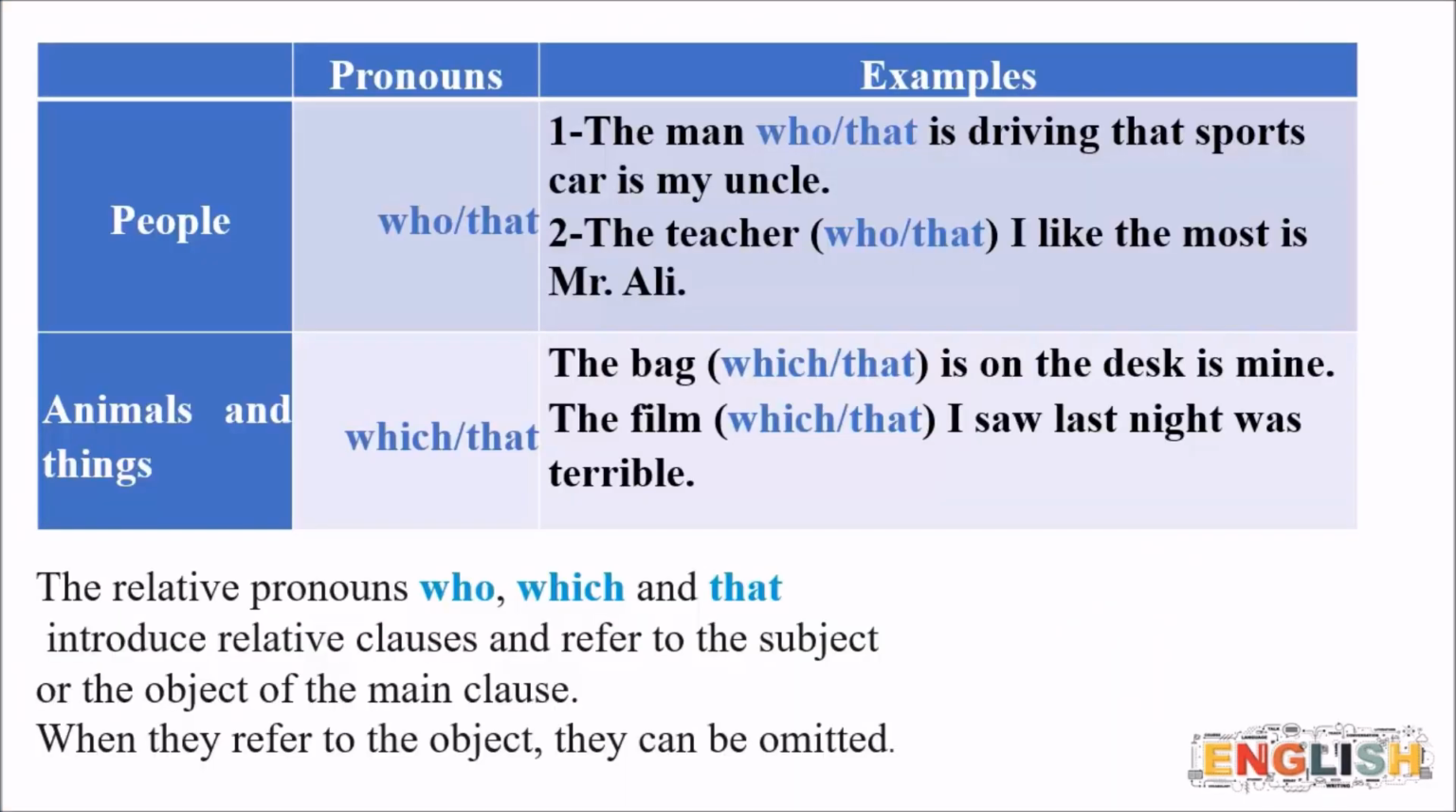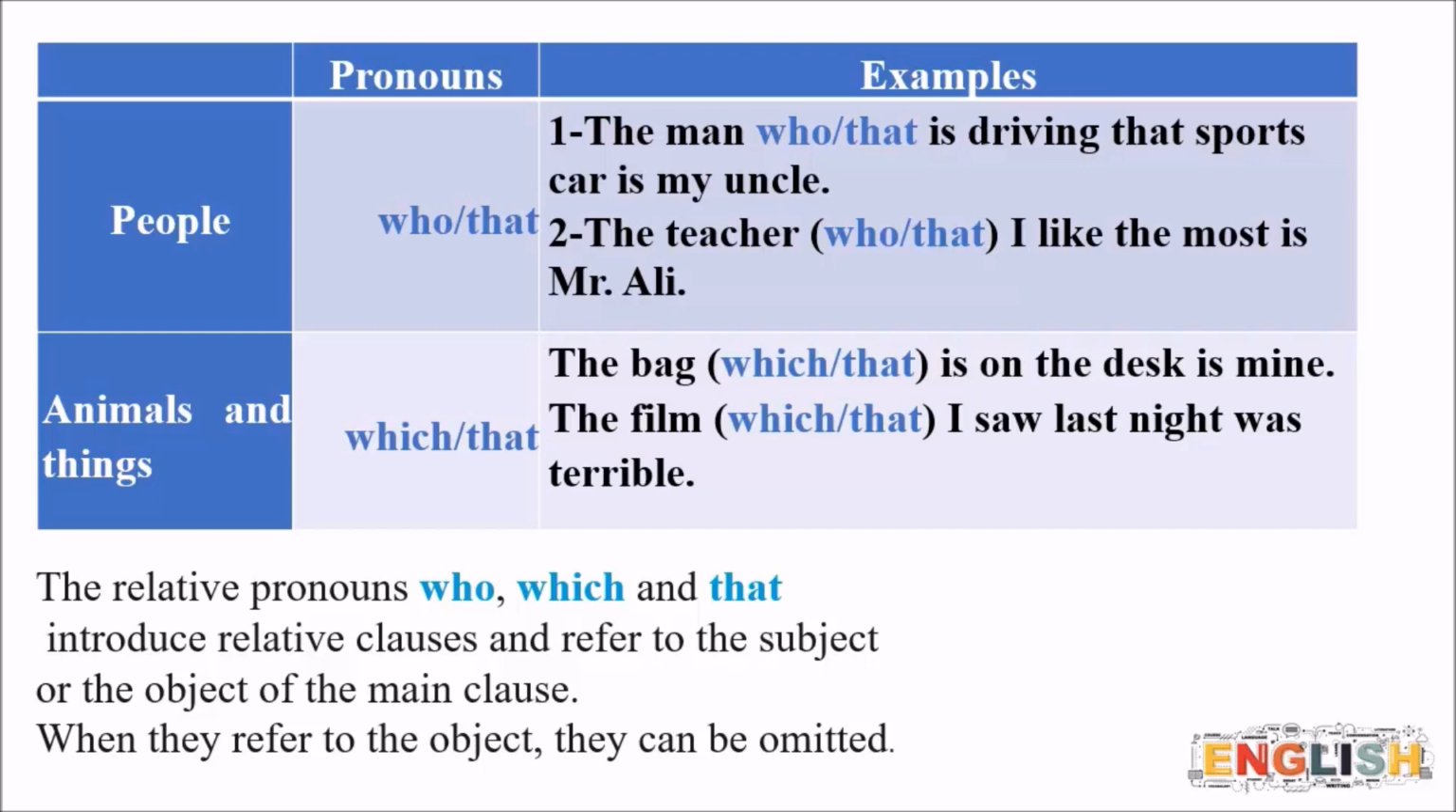Excellent. So here, as you can see, we use who or that for people. The man who or that is driving the sports car is my uncle. And the teacher who or that I like the most is Mr. Ali. Whereas which and that is used for animals and things. For example, the bag which or that is on the desk is mine, or the film which or that I saw last night was terrible.